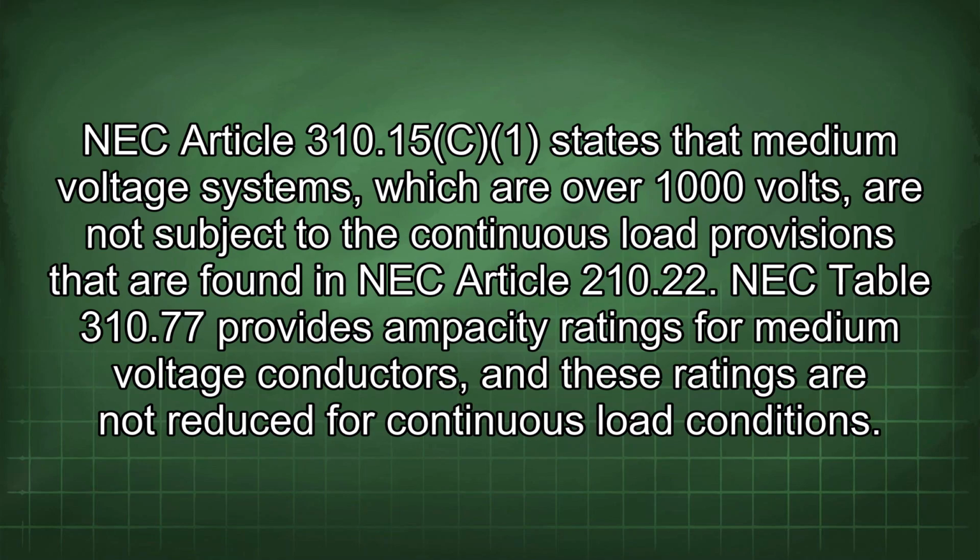NEC Article 310.15 states that medium voltage systems, which are over 1000 volts, are not subject to the continuous load provisions found in NEC Article 210.22. NEC Table 310.77 provides ampacity ratings for medium voltage conductors, and these ratings are not reduced for continuous load conditions.